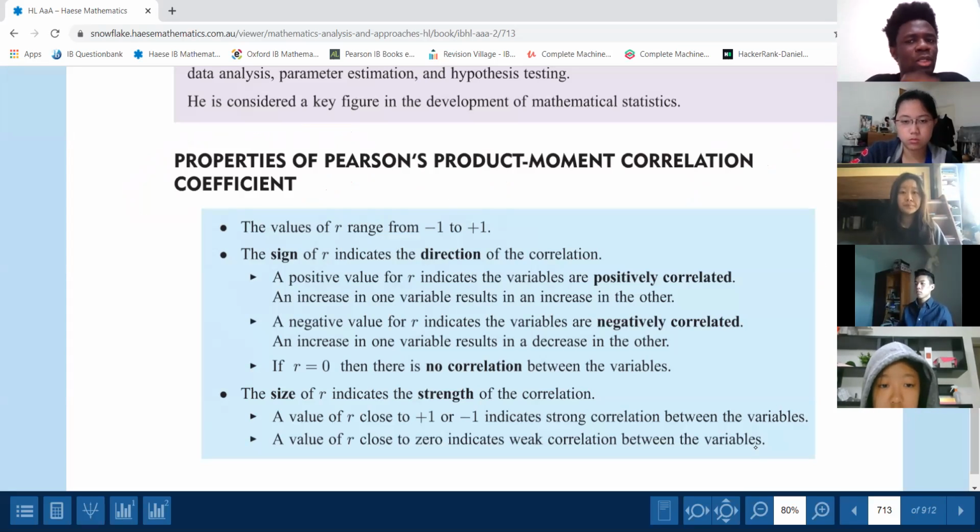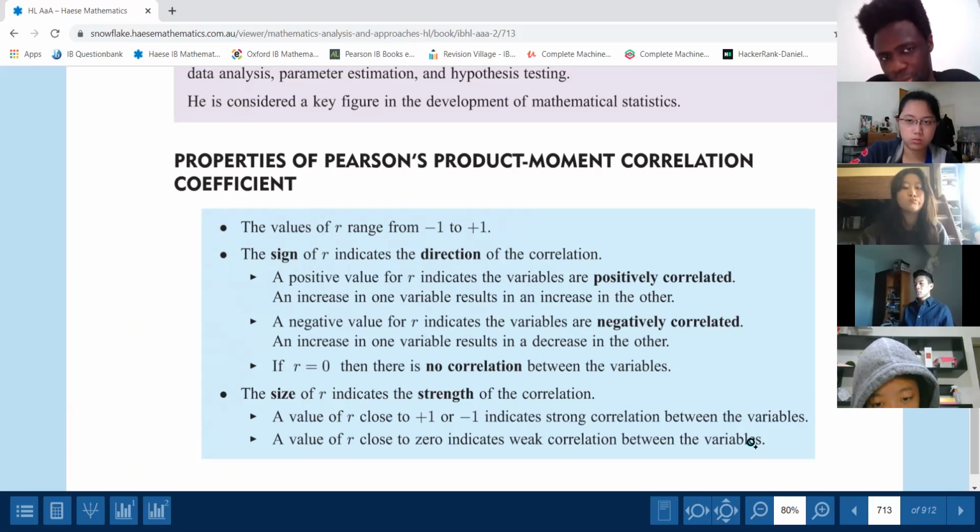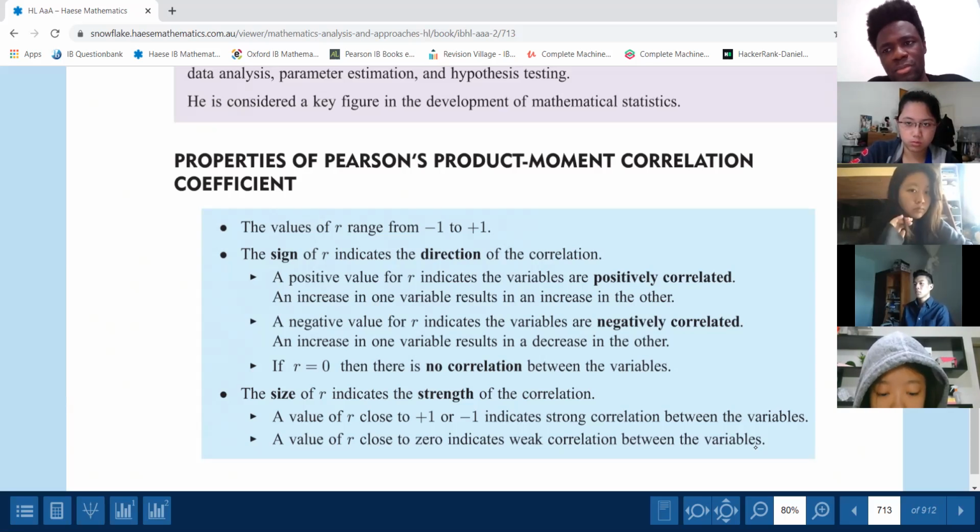Understand? Now, depending on the size of R, either positive or negative, you can talk about different strengths. Again, the sign of R tells you the direction, but the size of R tells you the strength. Am I making sense? So if your R is 0.1, it's different from when your R is 0.9. Both of them are positive, but one is stronger than the other. The closer to 1, the stronger it is, basically. The farther it is from 1, the weaker it becomes.